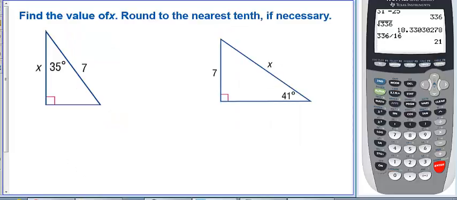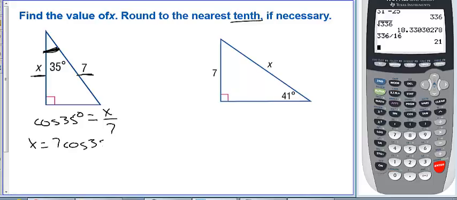Find the value of x. Round to the nearest tenth if necessary. So we're going to round to the nearest tenth. And we have this 35-degree angle up here. And we have the adjacent side, and we have the hypotenuse. That's cosine. So cosine of 35 degrees is equal to adjacent over hypotenuse. So x is 7 cosine of 35 degrees.